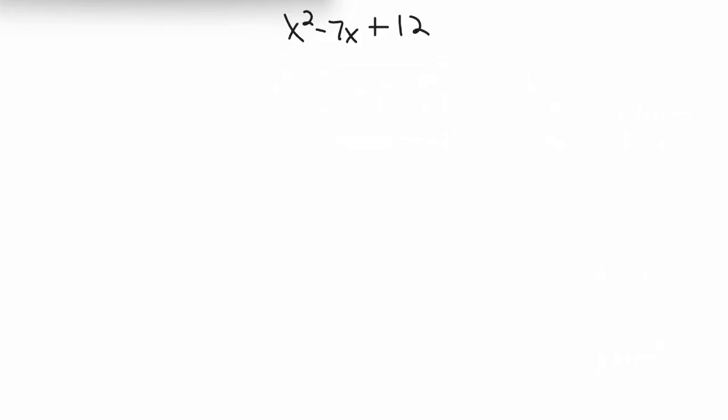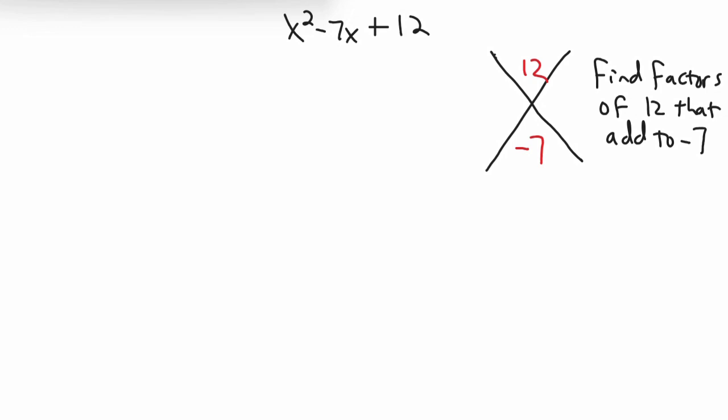So here's our next problem. Let's factor x squared minus 7x plus 12. So you're going to put 12 on the top, negative 7 on the bottom. So you want to find factors of 12 that add to negative 7. Okay, so factors of 12 that add to negative 7.